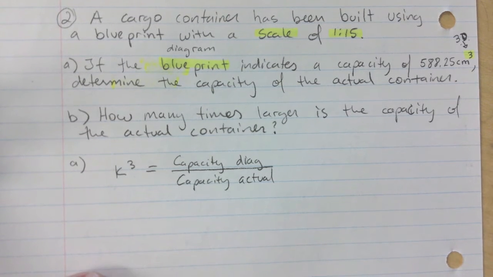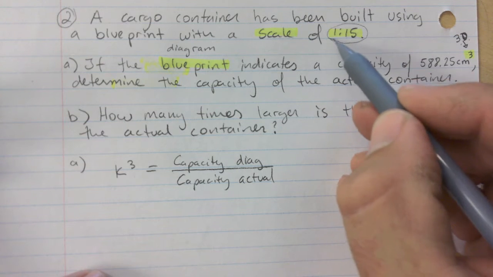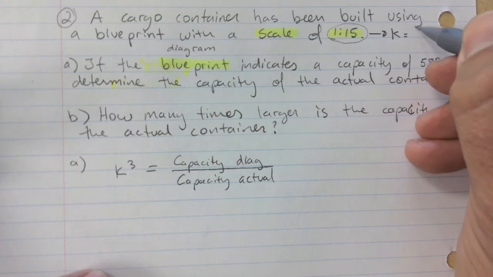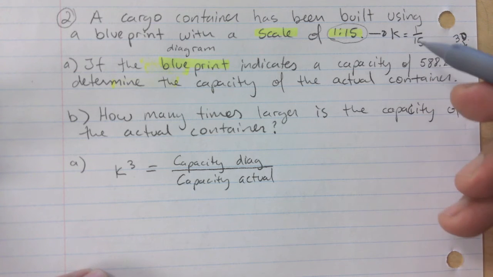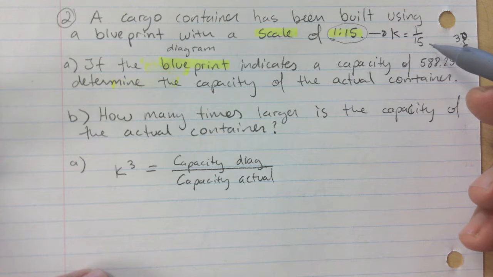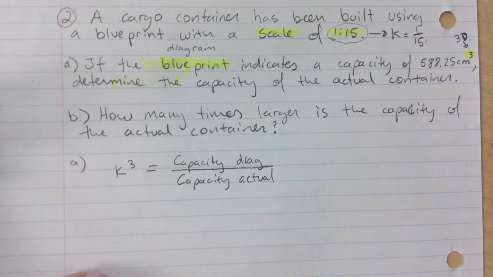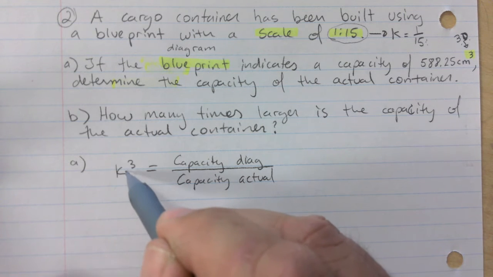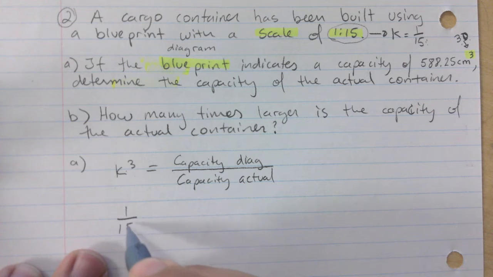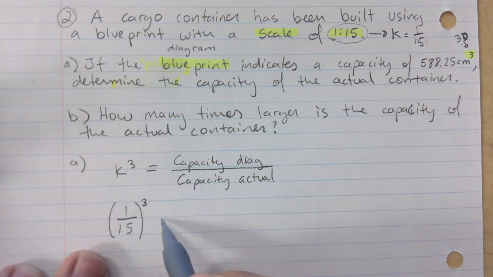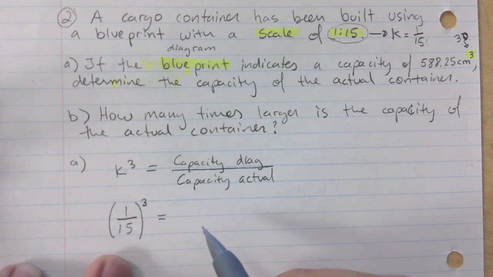Okay. So we can turn this 1 to 15 into a scale factor by just turning that into a fraction, right? So the scale factor is provided. We don't need to find what it is. It's way up here. It happens to be a fraction. It could be a decimal. It could be a percentage. Don't let that throw you off. So I'm just going to use 1 over 15 as is. Make sure you cube the whole thing, because it won't always be 1. I can guarantee you that.